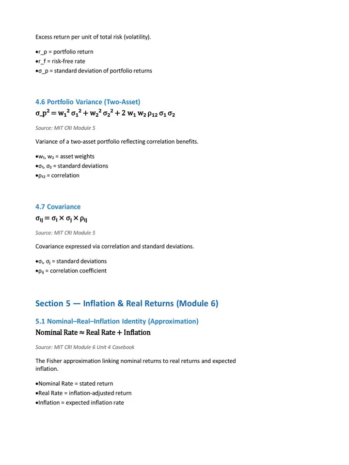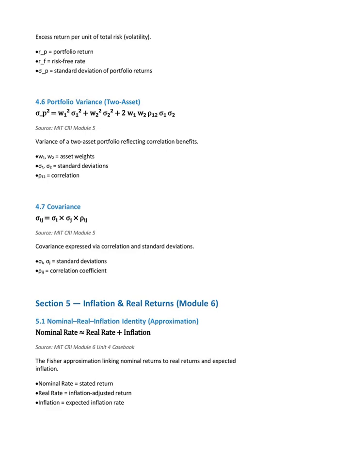This page covers the Sharpe ratio formula, excess return per unit of total risk. Lesson 4.6, two-asset portfolio variance, with the weight times sigma squared and the cross-term with correlation. Lesson 4.7, covariance, sigma i times sigma j times the correlation coefficient. Then section 5, inflation and real returns.